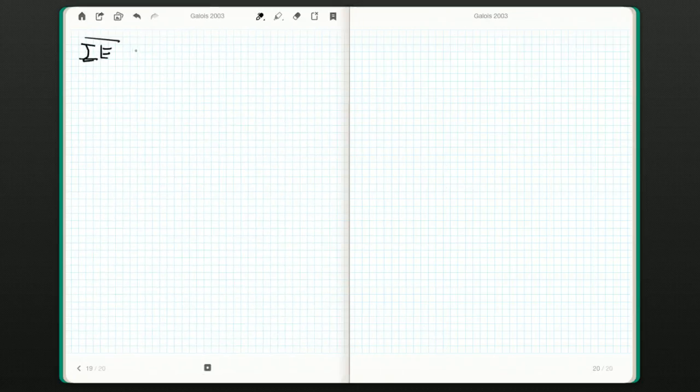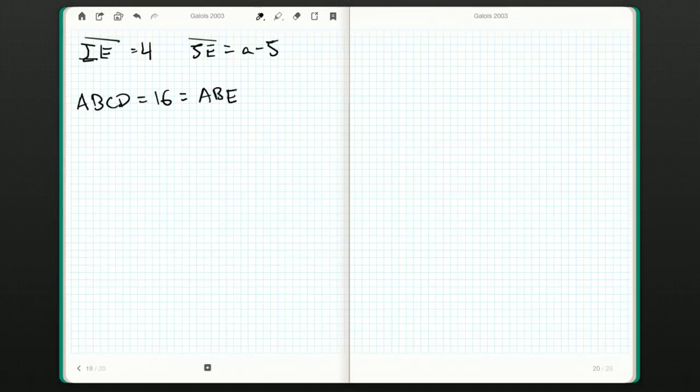So the length of IE is 4, and the length of JE is going to be A minus 4. Or sorry, A minus 5. Now the area of ABCD, we've already marked that that's 16. And we want it to be the area of ABE plus CBE.